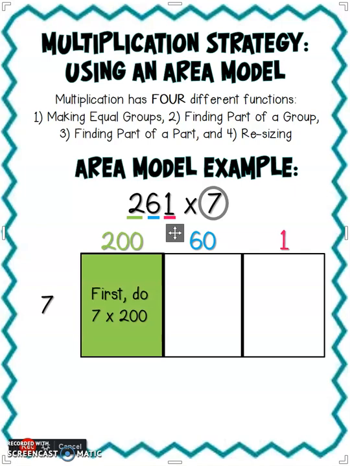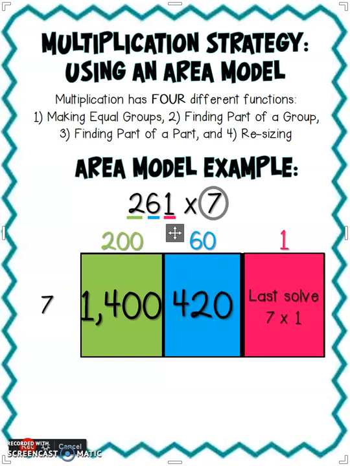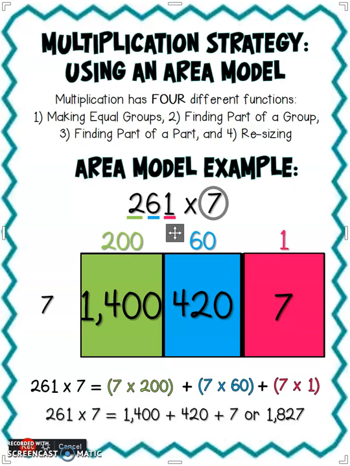First, I'll calculate 7 times 200. 7 times 200 is 1,400. Then I'll multiply 7 times 60. 7 times 60 is 420. Finally, I'll solve 7 times 1. 7 times 1 is 7. Now to get my final product, I need to add all of those small pieces together. Since I have 1,400, 420, and 7 as my three boxes, I'll add those three pieces together to get 1,827. Let's look at one more example together.